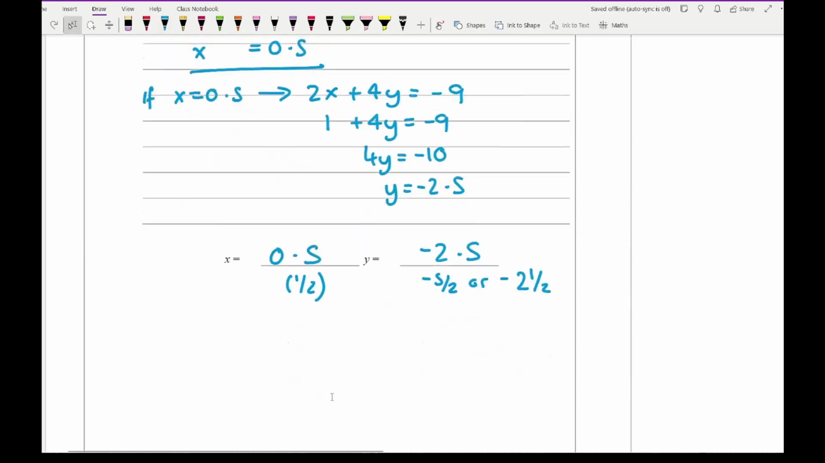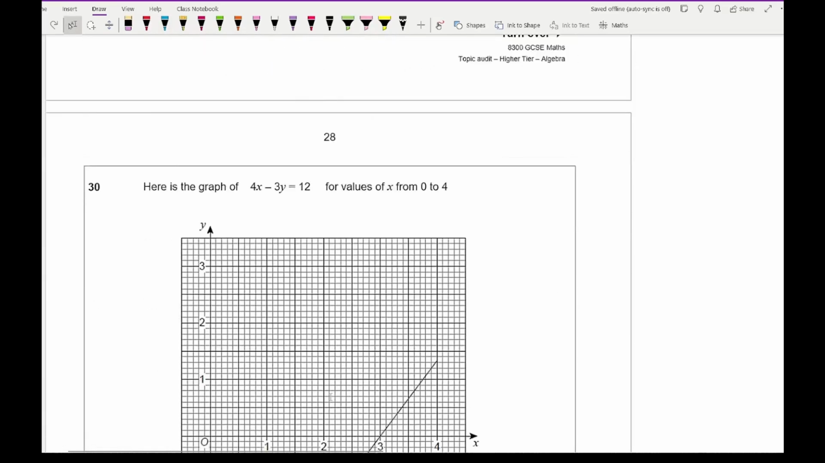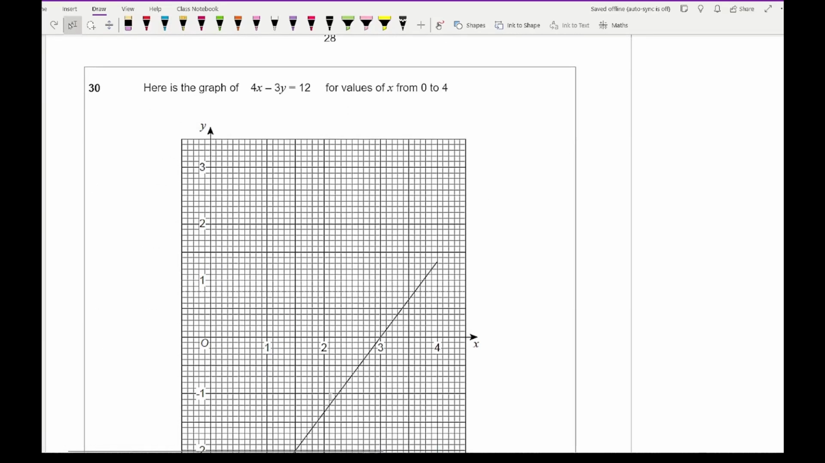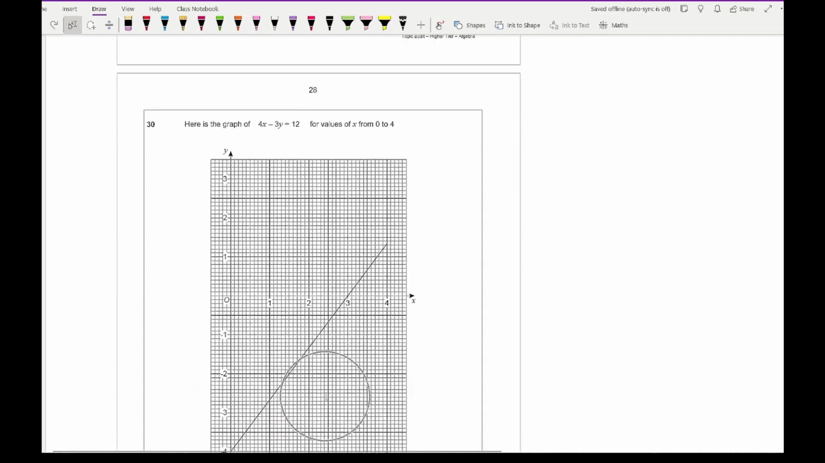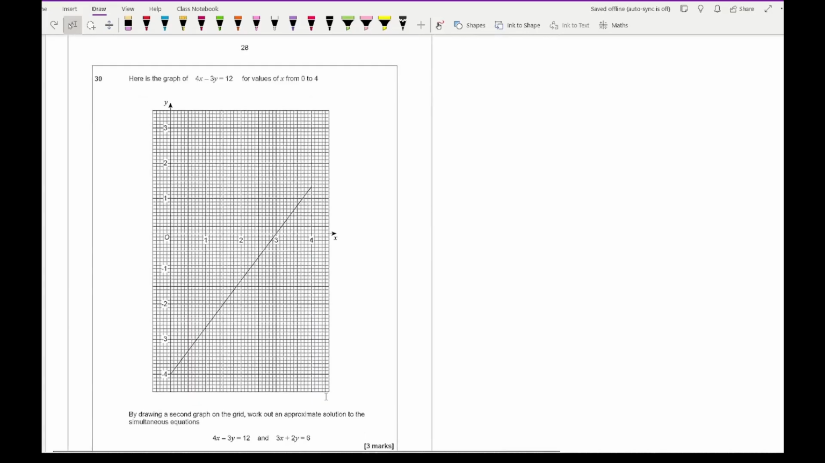So any of those would be absolutely fine. Moving on to question 30, it says here is a graph. So let's just zoom out so we can actually see the question. I'm zooming out quite a lot. And it says, by drawing a second graph on the grid, work out the approximate solution to the simultaneous equation.